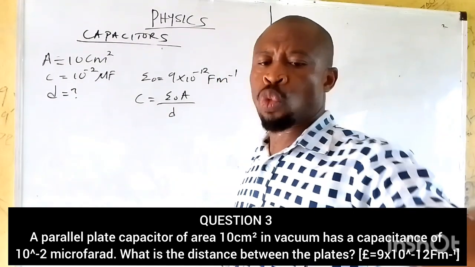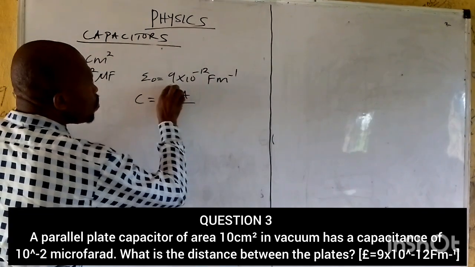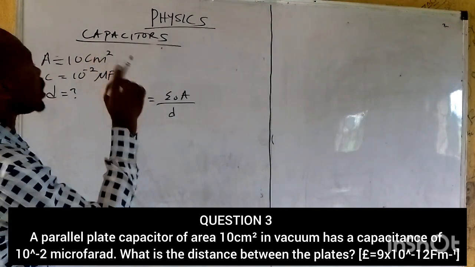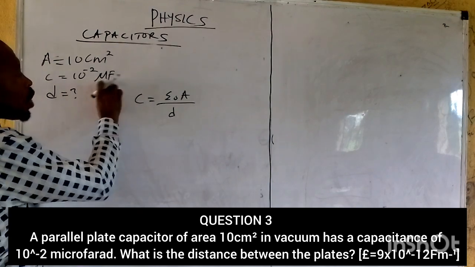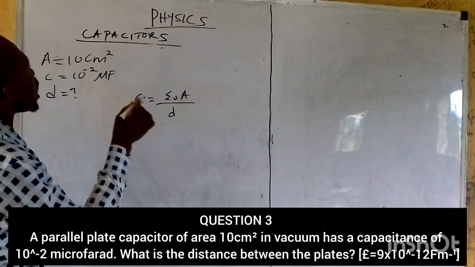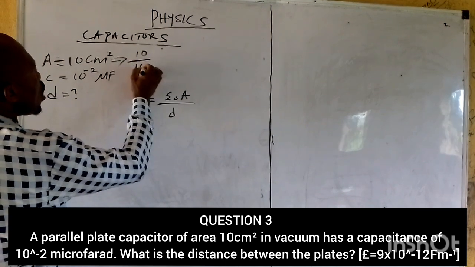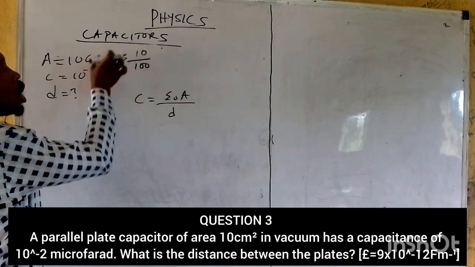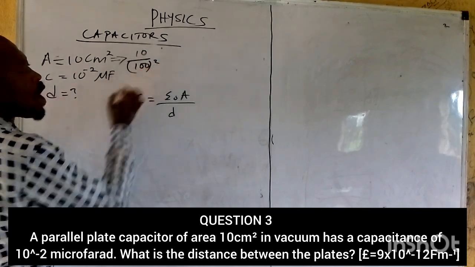While doing the conversions, take note of this because I want to clean it. The first thing is that area is measured in meter squared and not cm squared. This one is already in microfarad. So we take this to the appropriate SI unit, which gives us 10 all over 100. If we divide by 100, we have only taken care of the cm. What of the square? Because of the presence of this square, we square this 100.